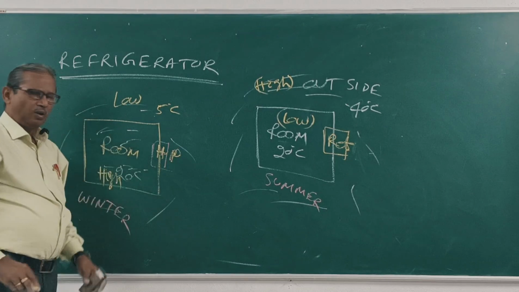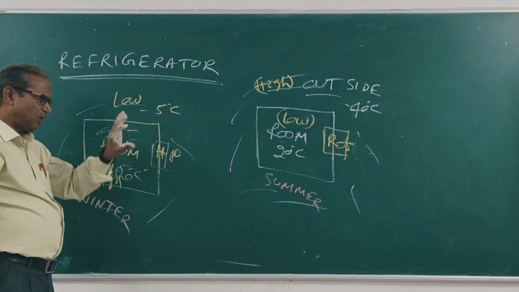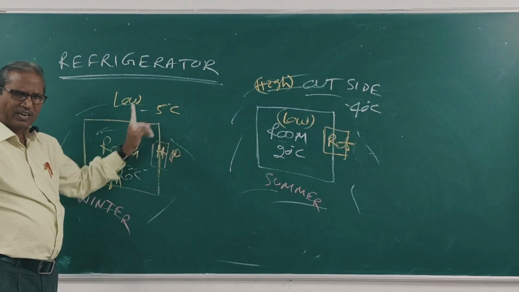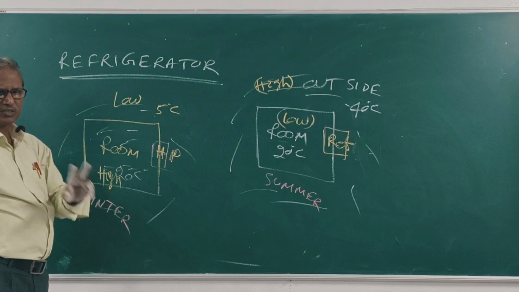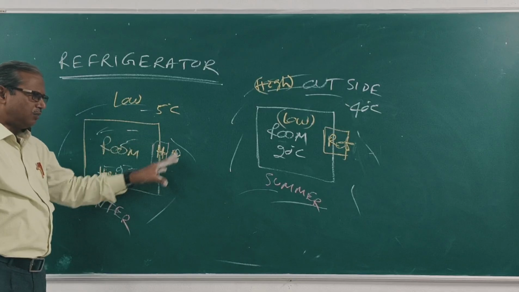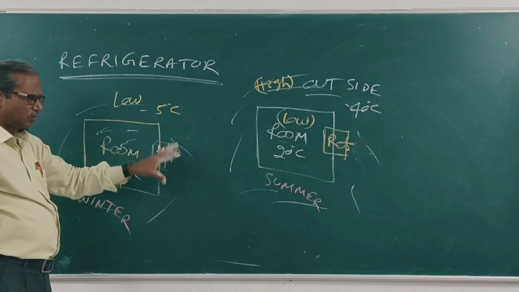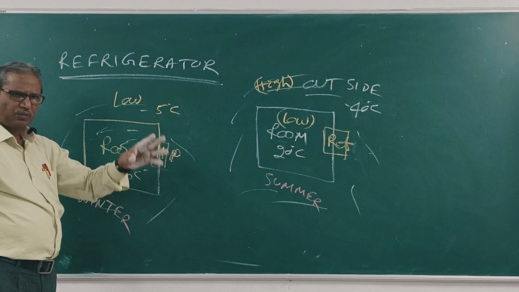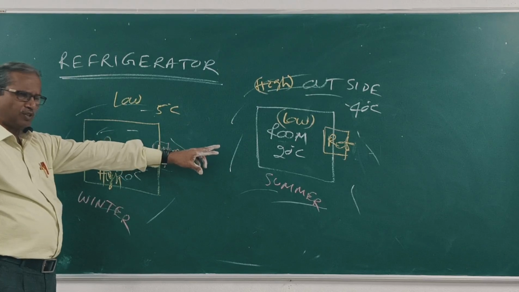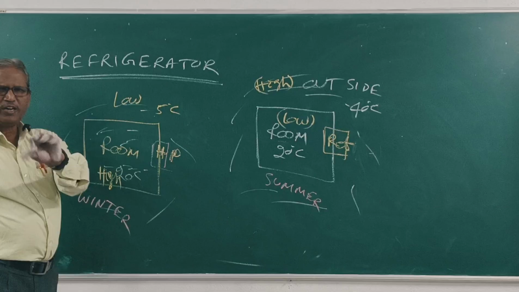Clear? So the heat pump's main function is to extract heat from low temperature outside and transfer it to the room, which is at high temperature. Clear? Both have the same function: both extract heat from low temperature to high temperature. But a refrigerator's function is to cool the room and a heat pump's function is to heat the room.